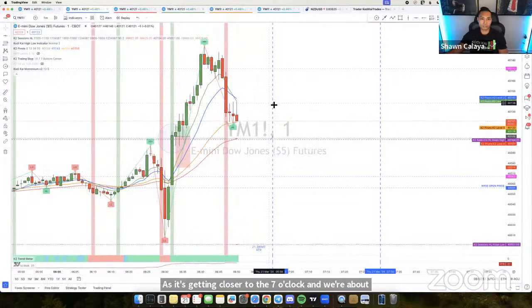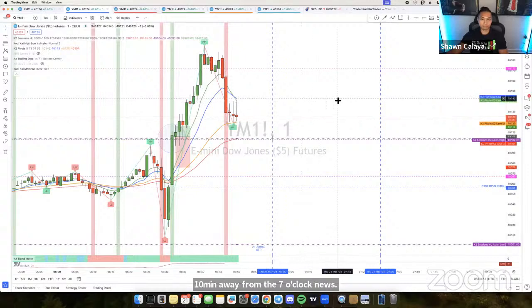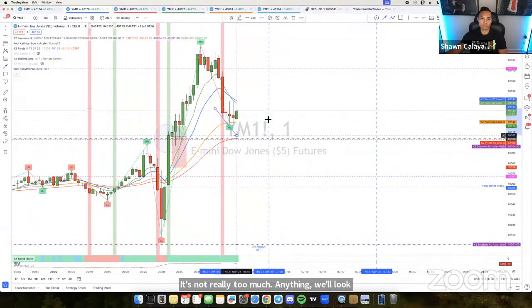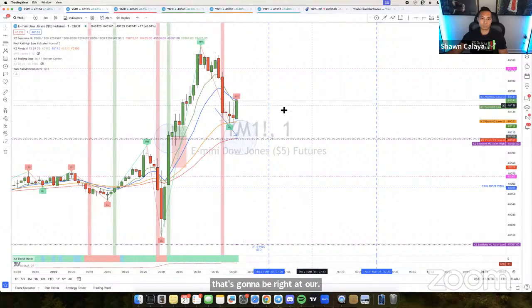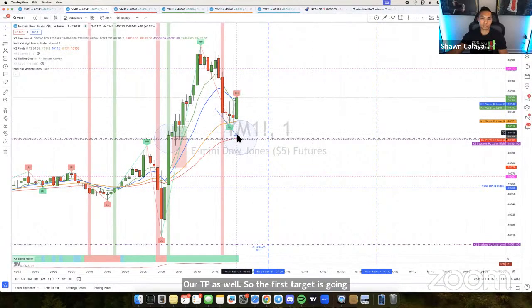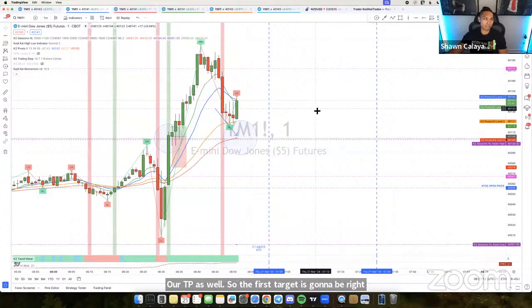Other than that, let's see if there's any other confluences here for us to look at. There's not really too much. If anything, we'll look for price to push down to the sessions. That's going to be the first target level of movement, and that's going to be right at our TP as well. And the next target, of course, is going to be down below at the opening price.